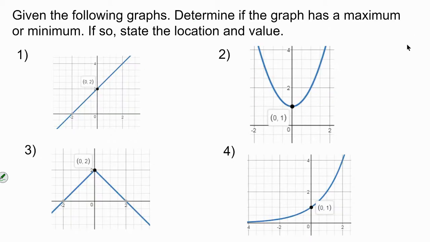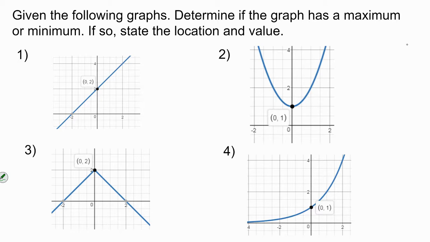So here I've got 4 graphs, and we're going to determine if the graph has a maximum or minimum. If so, state the location and value. So we're going to say located at x and a value of y. If I'm looking at this first one, think to yourself, is there a turning point? Does the graph change directions?